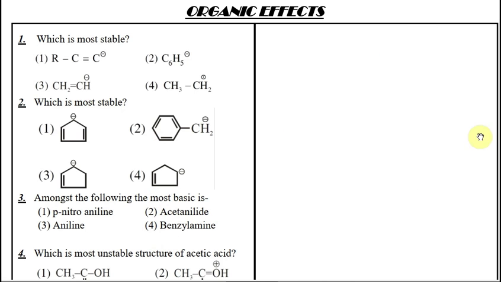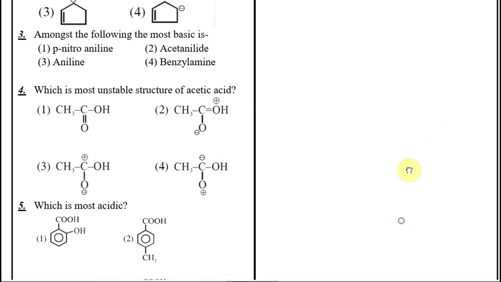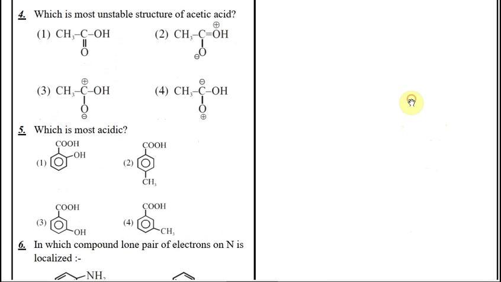Okay. Moving on. Which is the most stable structure of acetic acid? The most stable would be where there is a proper structure with no violation of the octet rule and also no charges. So 1 is the most stable. Extremely good. Now going on to the most unstable.